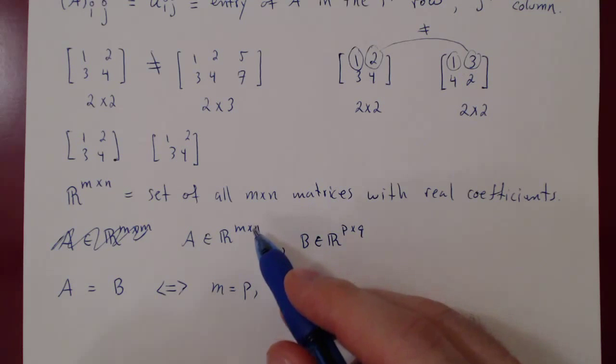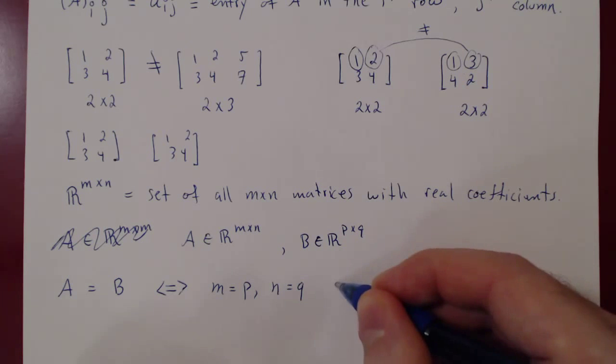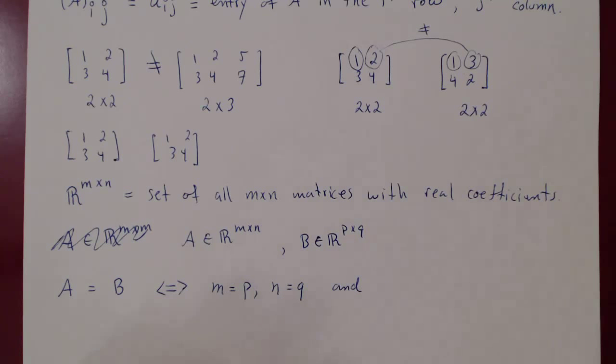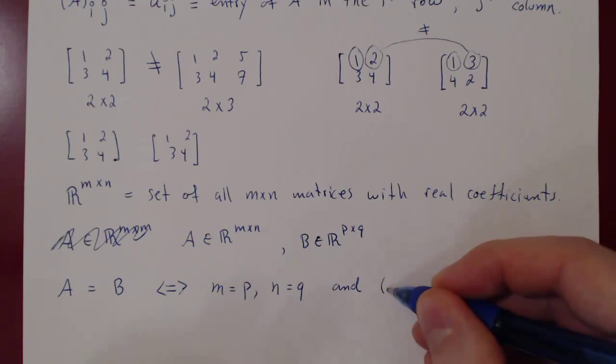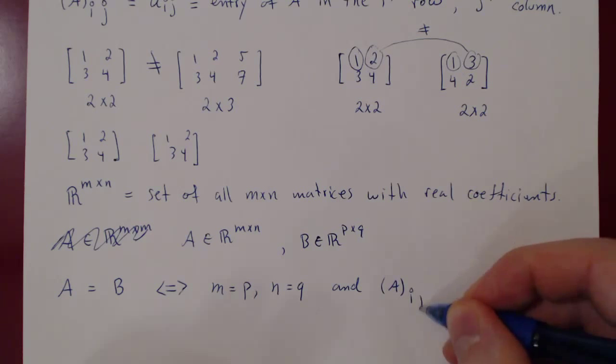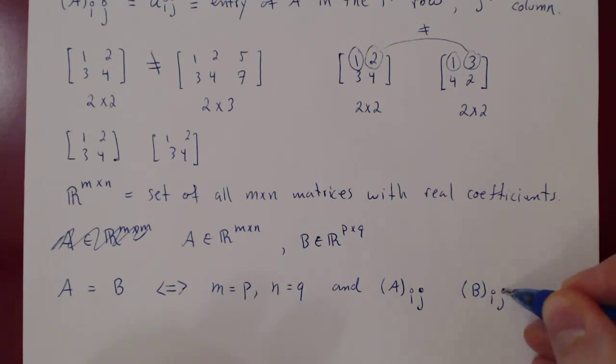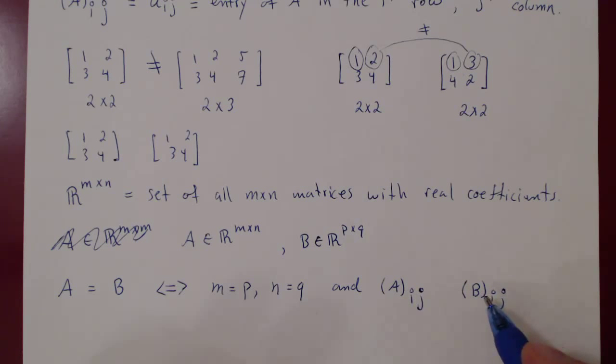The same number of columns, N equals Q. And how do we write, very concisely, the same corresponding entries? Well, if you look at the entry in matrix A in the ith row, jth column, and you look at the entry in matrix B in the same position, ith row, jth column, these two have to be equal. And this captures the definition of equality.